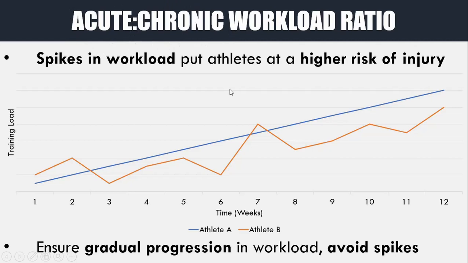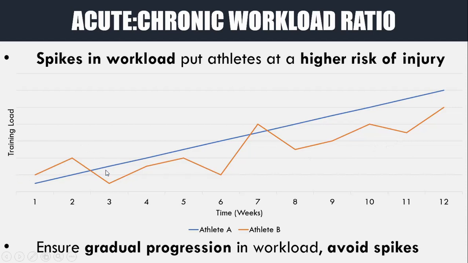higher risk of injury. So if we have a look at this example here, we have athlete A in the blue line and athlete B in the orange line, and we're showing in this graph the training load over time, and in this case I've put weeks. So athlete A has a very gradual and slow progression in training load over these 12 weeks, whereas athlete B has more of a jagged progression in training load.